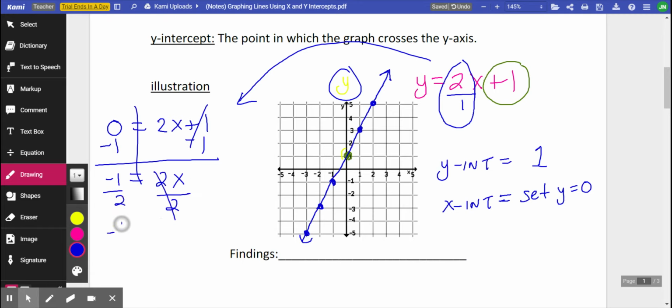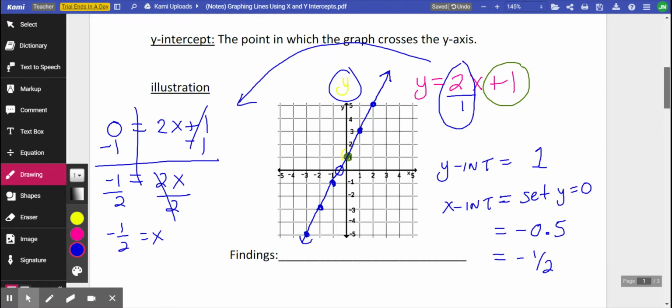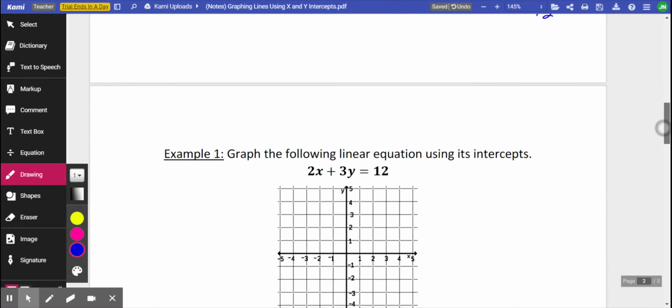Okay, so what we found is that if you want to find the x-axis, you set y equal to 0. If you want to find the y-axis, you set x equal to 0. It's always going to be the opposite. How does it help us with actual equations and actual graphs? That's exactly what we're doing here.